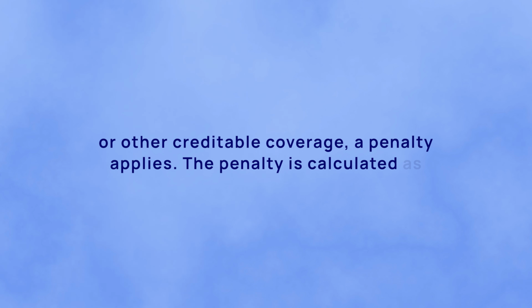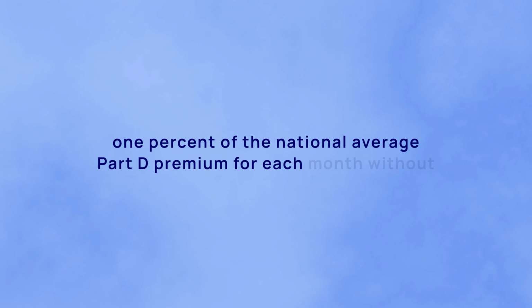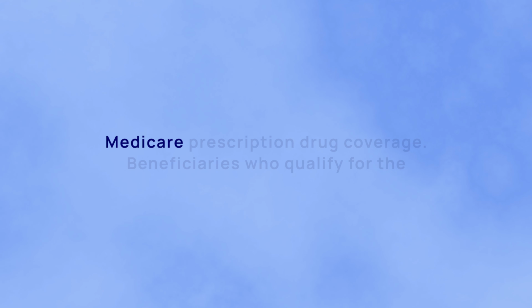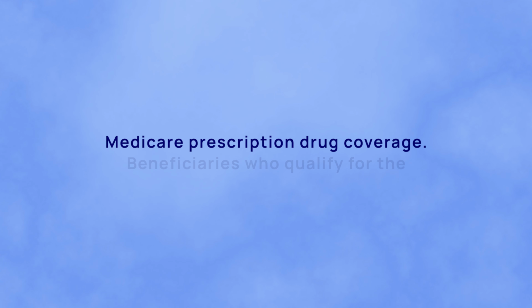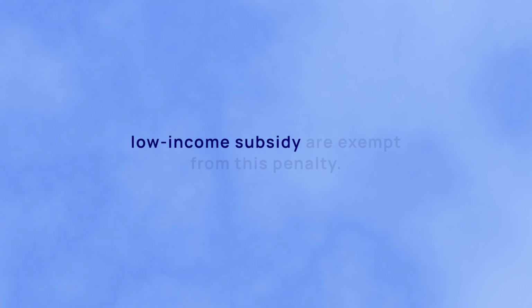The penalty is calculated as 1% of the national average Part D premium for each month without coverage, and generally continues for as long as the beneficiary maintains Medicare prescription drug coverage. Beneficiaries who qualify for the low-income subsidy are exempt from this penalty.